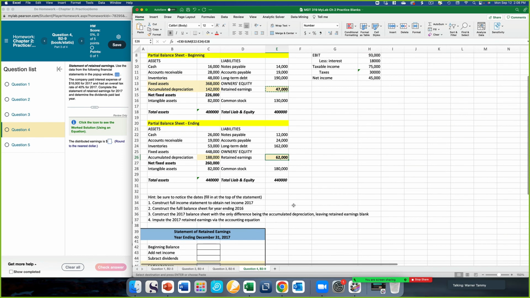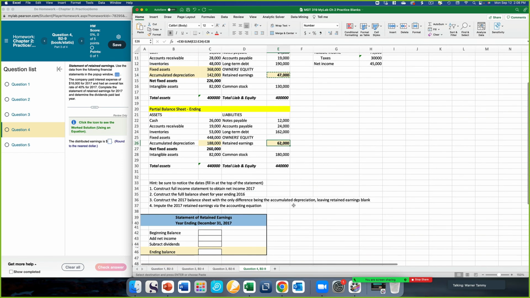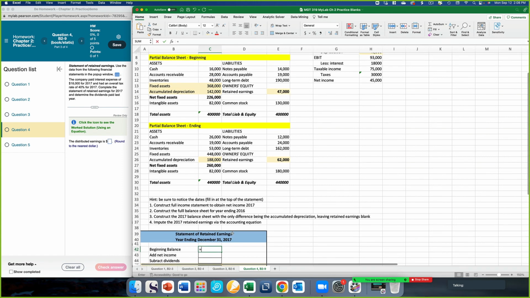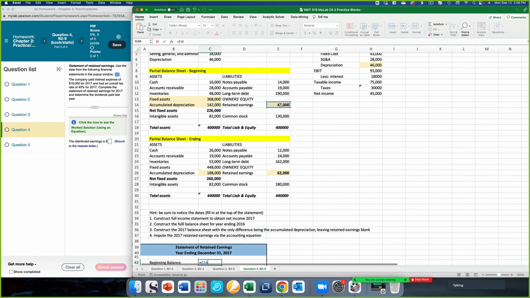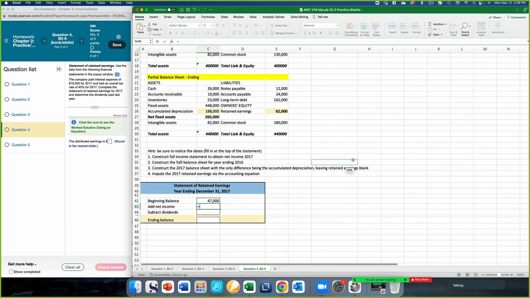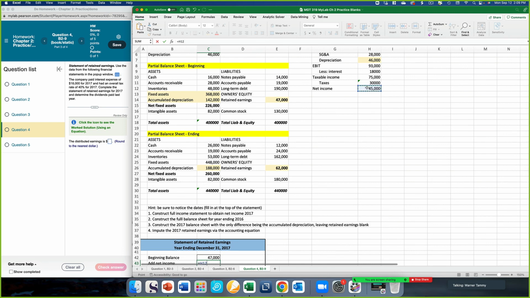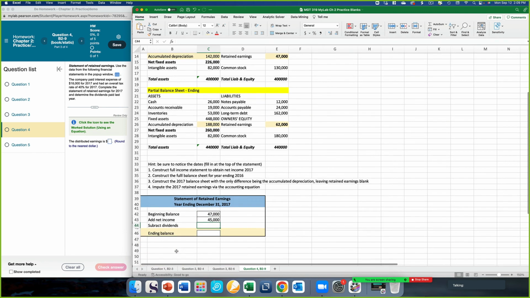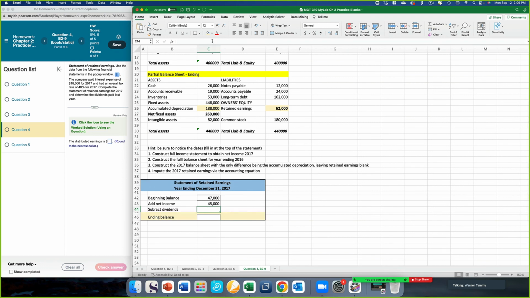Okay, let's go down then to the statement of retained earnings blank that I gave you. And now we can just go and grab the values. Okay, so our beginning balance in retained earnings was 47. Our net income was 45. We don't know what our dividends were that we paid, but we do know what our ending retained earnings was, right there.